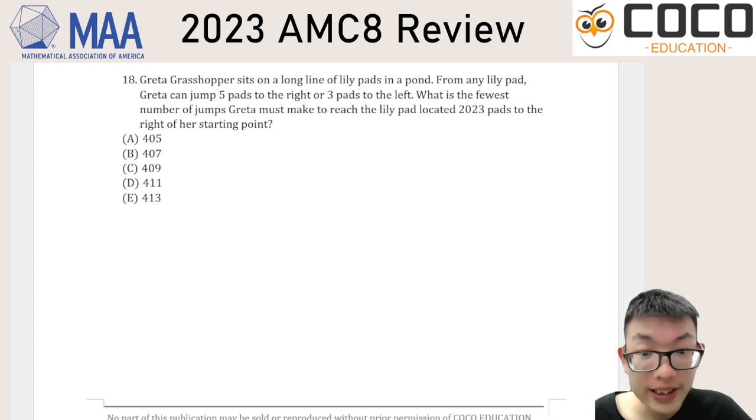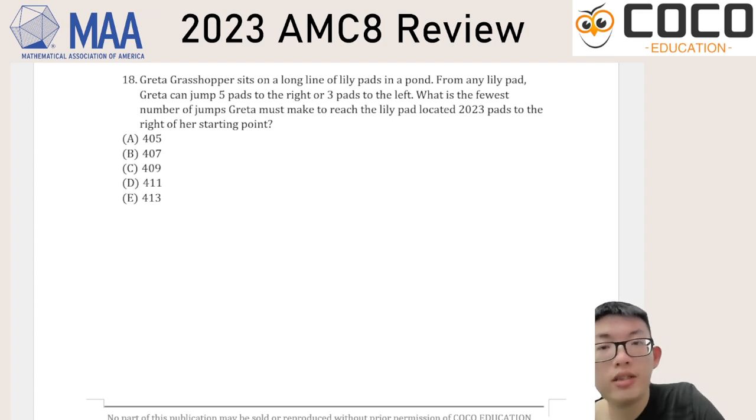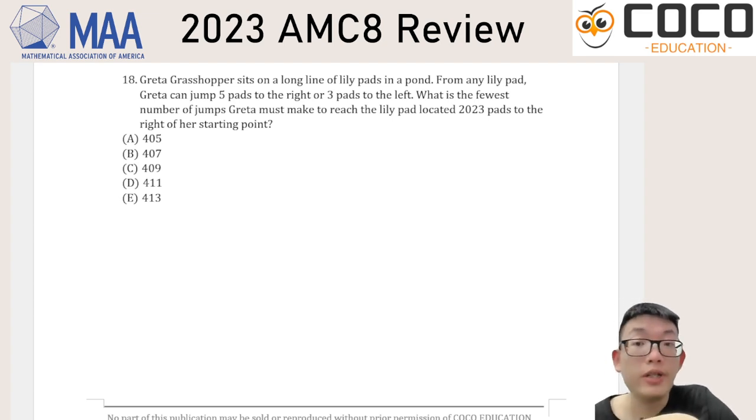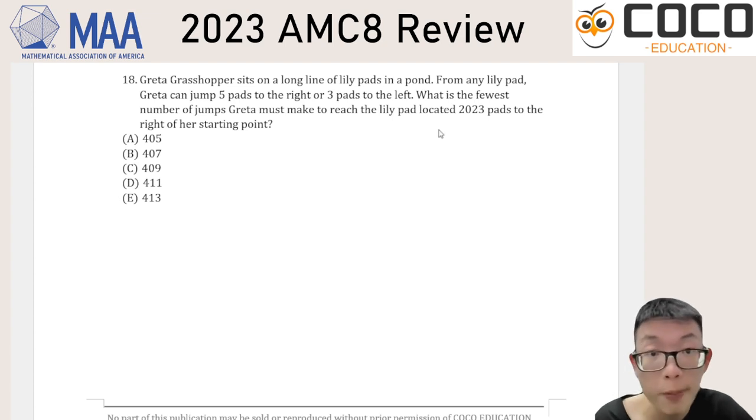Okay, now for 18. Greta Grasshopper sits on a long line of lily pads in a pond. From any lily pad, Greta can jump 5 pads to the right or 3 pads to the left. What's the fewest number of jumps Greta must make to reach the lily pad located 23 pads to the right of her starting point? So I guess we can just try to go as close to it as possible, and then after that use the 3 pads to the left to backtrack if we overshoot.